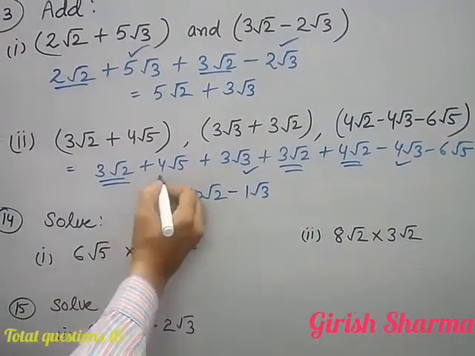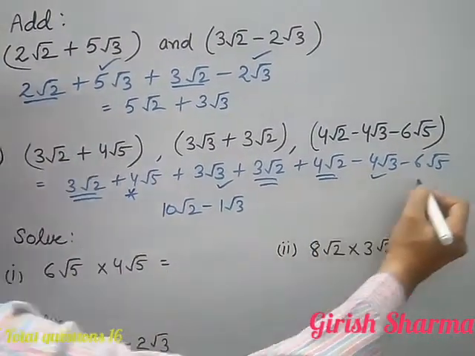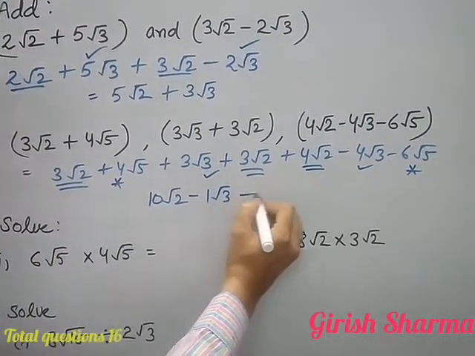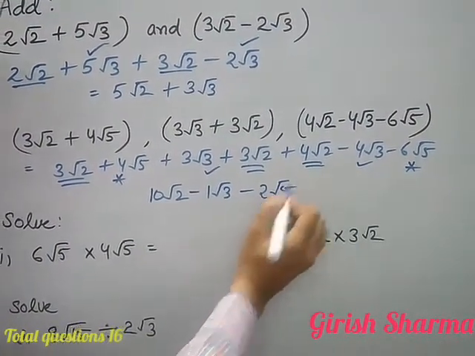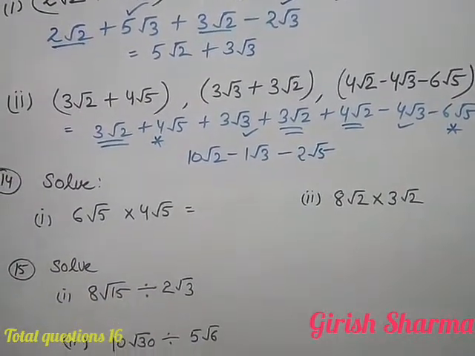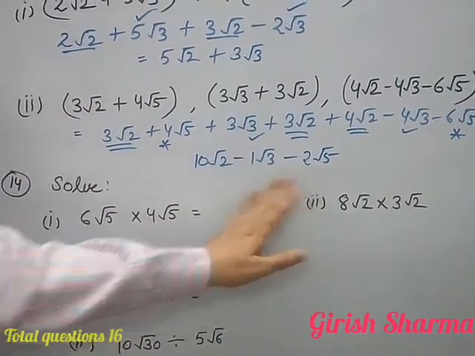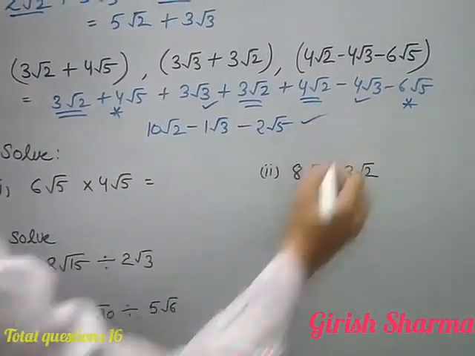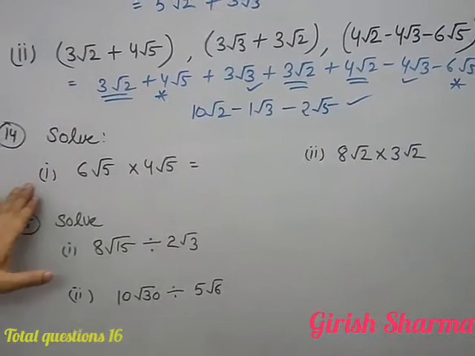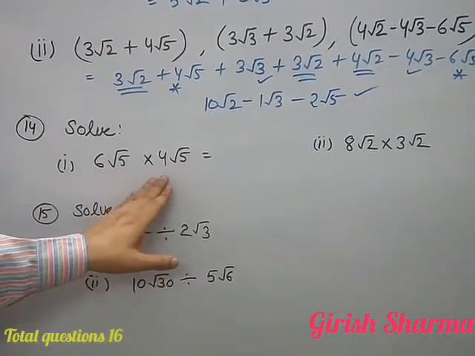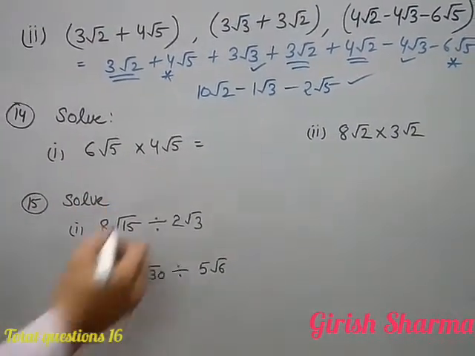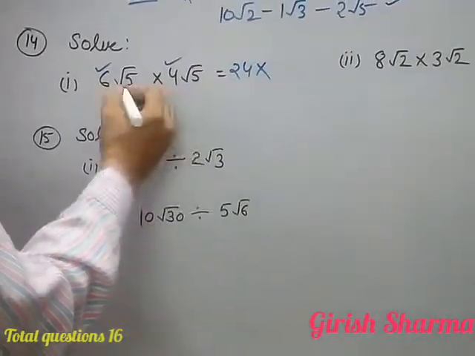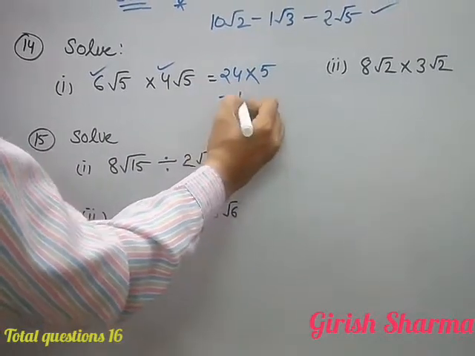Now come to the root 5 terms. Root 5 is here and here. 4 root 5 minus 6 root 5 will be minus 2 root 5. After that we cannot add these because these three are unlike terms, and this is your answer. Now this you have to solve. 6 4s are 24, and root 5 into root 5 is 5. This is 120.